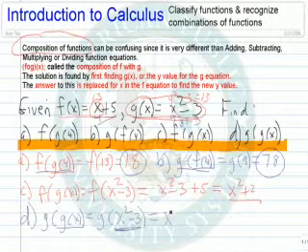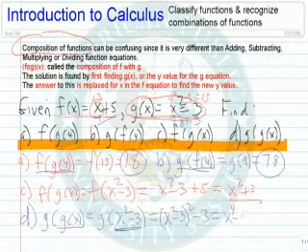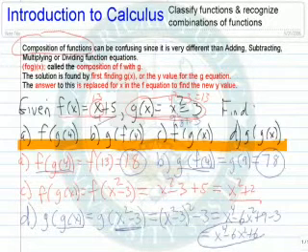So we take x squared minus 3 and we square it, just as illustrated here, minus 3. Now if we square this binomial, we get x to the 4th minus 6x squared plus 9, then minus 3. So we wind up with x to the 4th minus 6x squared plus 6. Composition of function. It's totally different than adding, subtracting, multiplying, or dividing.